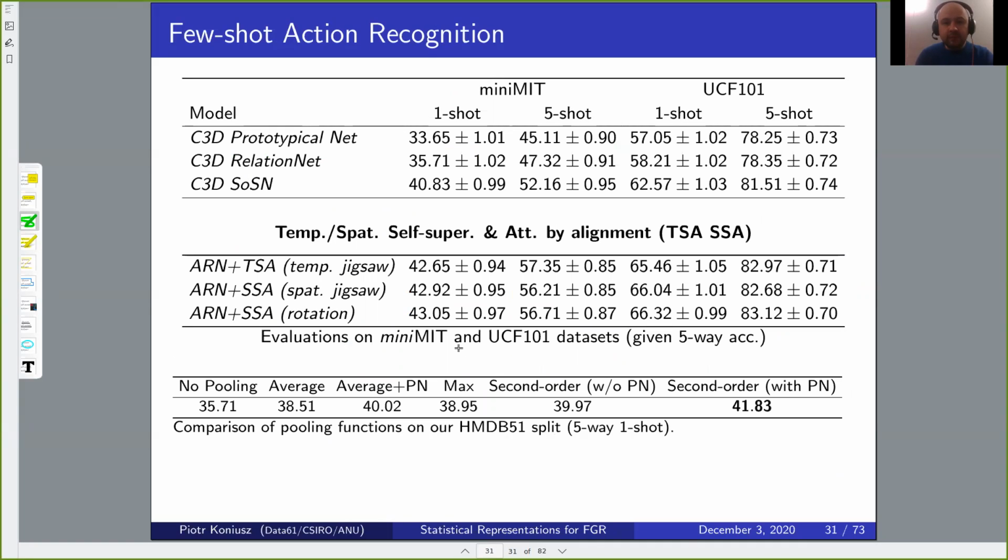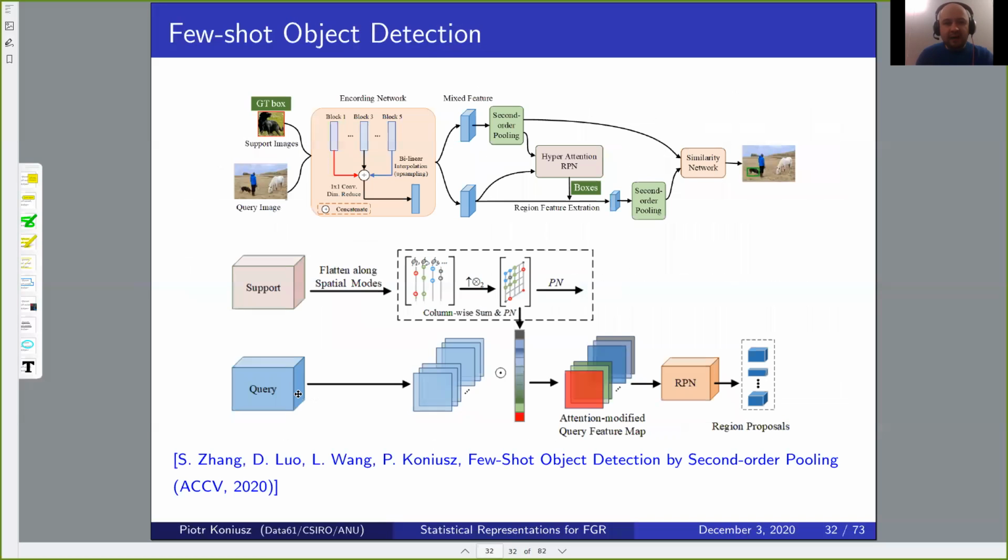And what we've observed is that, of course, using temporal spatial attention, self-supervision, and making attention invariant to permutation of blocks improves results over baselines. But also we observed that using second order pooling with power normalization outperforms first order pooling variants.